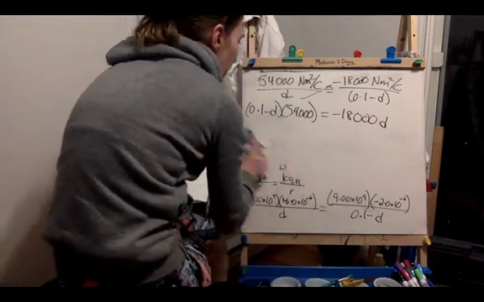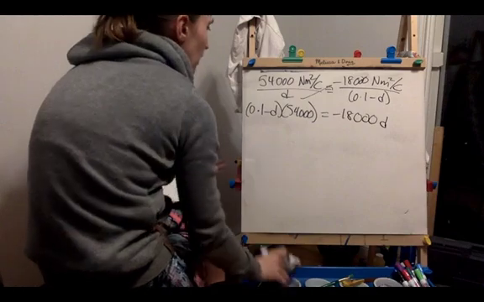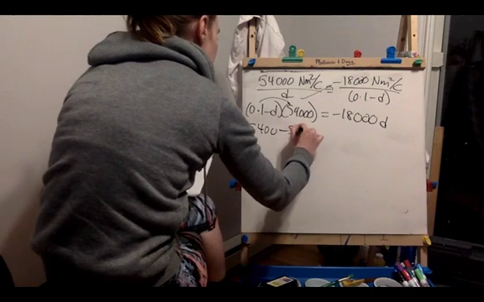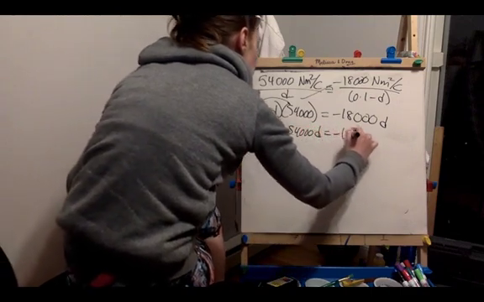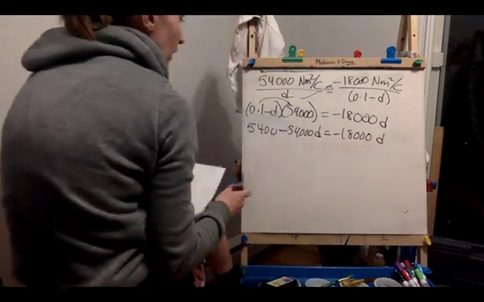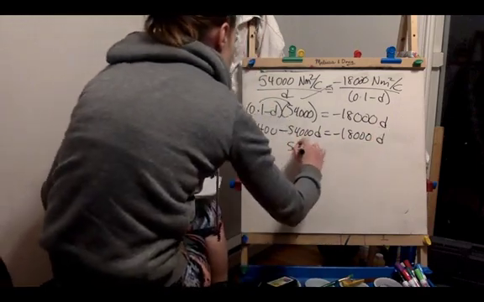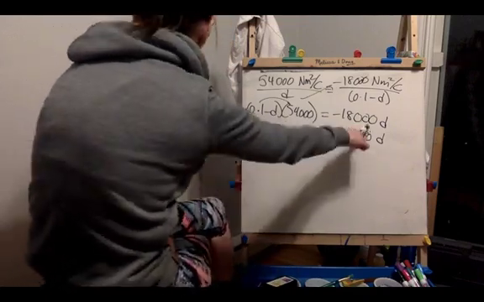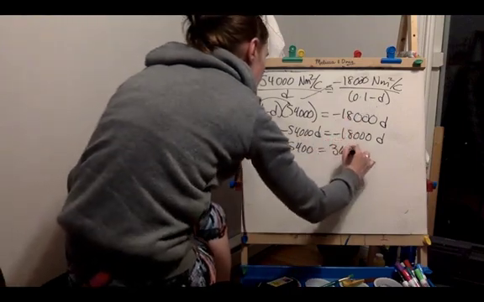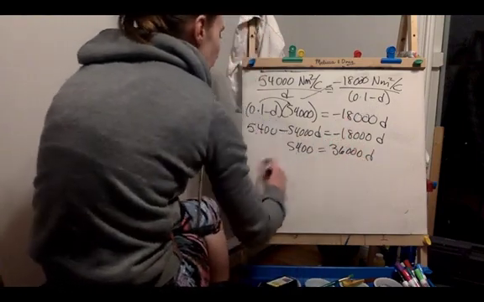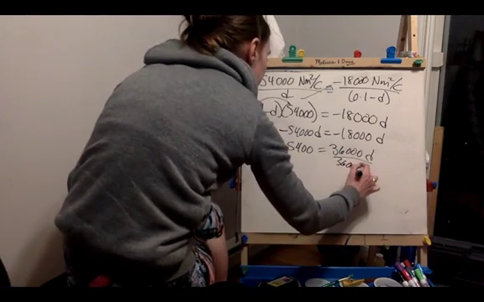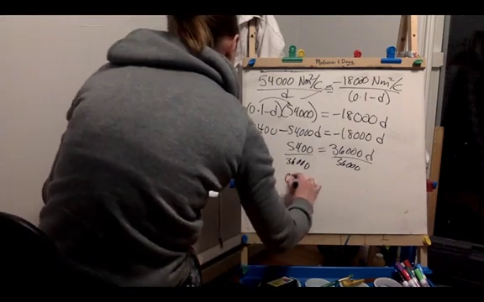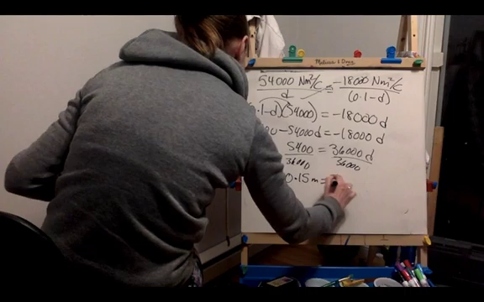Okay? And then from there, distributive property on this. So this now becomes 5,400 minus 54,000 D is equal to negative 18,000 D. Bring your D's together, so you get 5,400 is equal to negative 18,000 plus 54,000, which gives you a positive 36,000. Divide both sides by 36,000. And what you get is a value of 0.15, and that's meters, the distance.